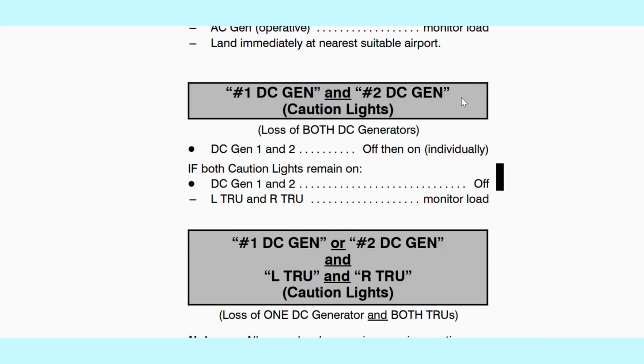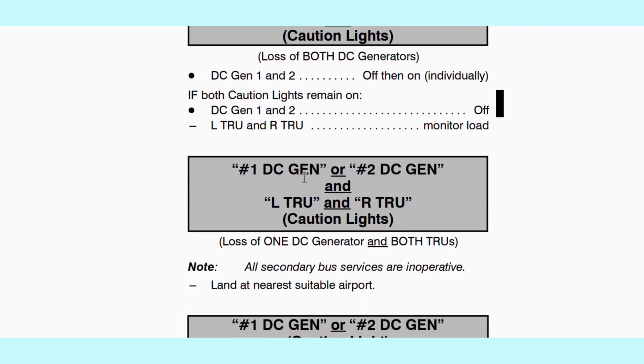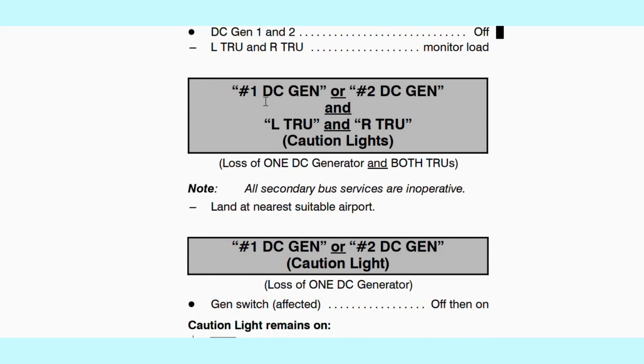Okay, so when you lose both AC generators, you will switch them off and on just to recycle them and then check what's happening. But here there is nothing about landing. Of course, you lose a couple of items, okay, but the aircraft will still fly. Okay, very important.